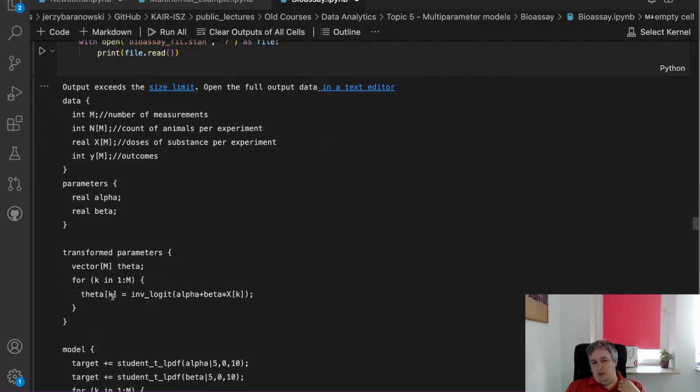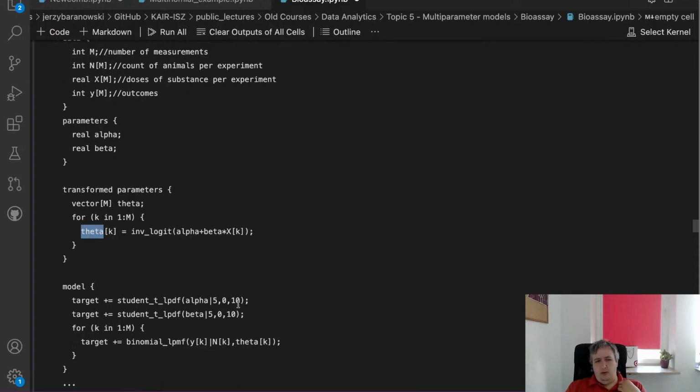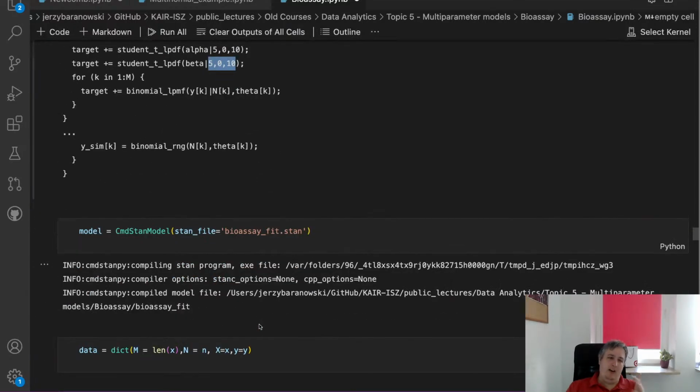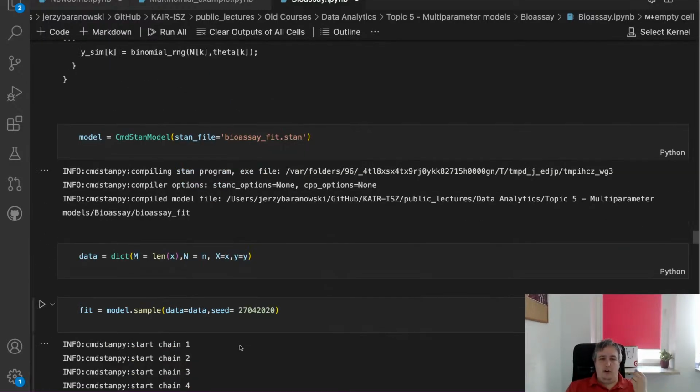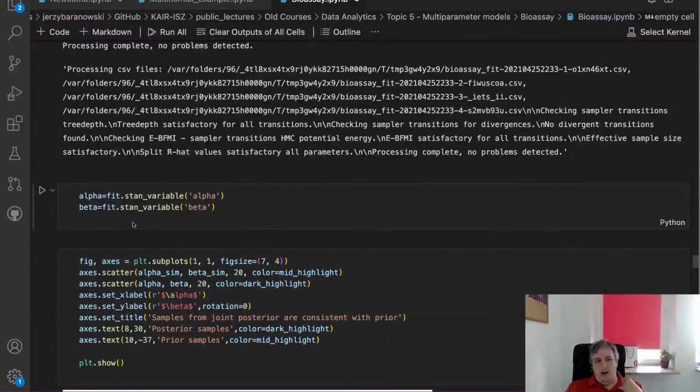We are computing using the transformed parameters. We'll just compute the thetas. We use the same priors. We could use much smaller scales, and it would probably work better, but it's not that horrible anyway. As you can see, sampling went rather well.